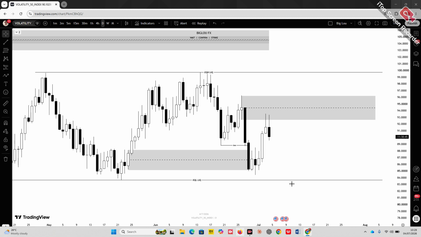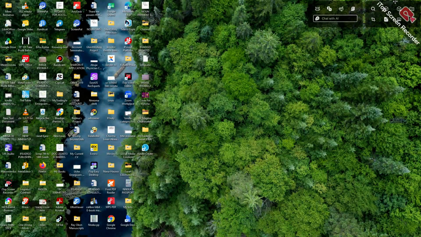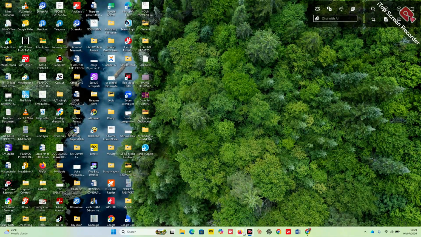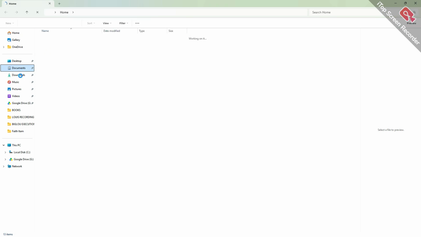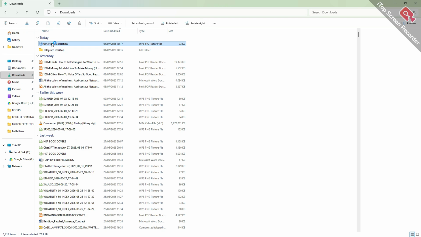Let me show you something. Now for relating time frames, I want to quickly open this image I have here. Time frame correlation.